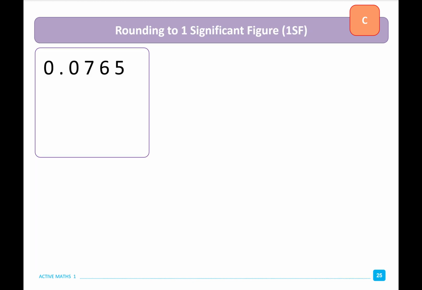Let's try one more. Round to 1 significant figure. Keep the largest value. Is the next digit 5 or more? Yes, so we round up. To 1 significant figure, we have 0.08.